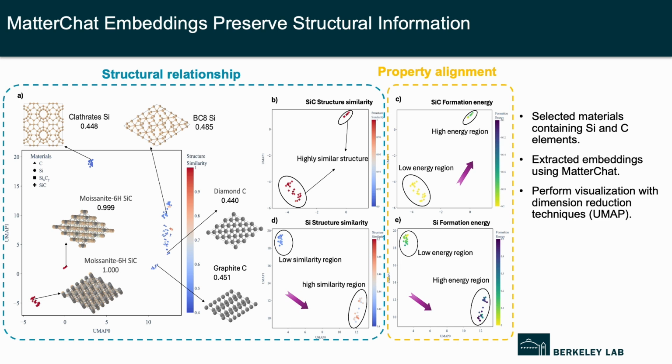So here for different samples, we're using two metrics to color map it. One is based on structure similarity. The other is based on formation energy.